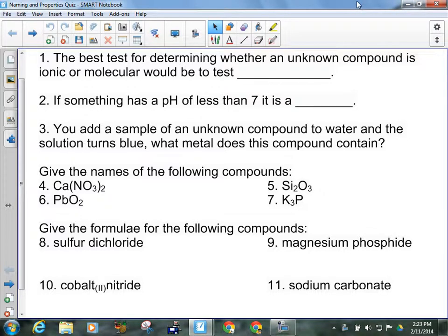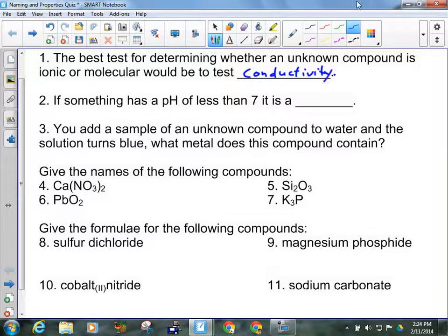So for number 1 here, the best test for determining whether an unknown compound is ionic or molecular would be to test what? Conductivity. Okay? The conductivity test, or conductivity of the solution, that is the test that unequivocally tells you yes or no. Is it ionic or molecular?